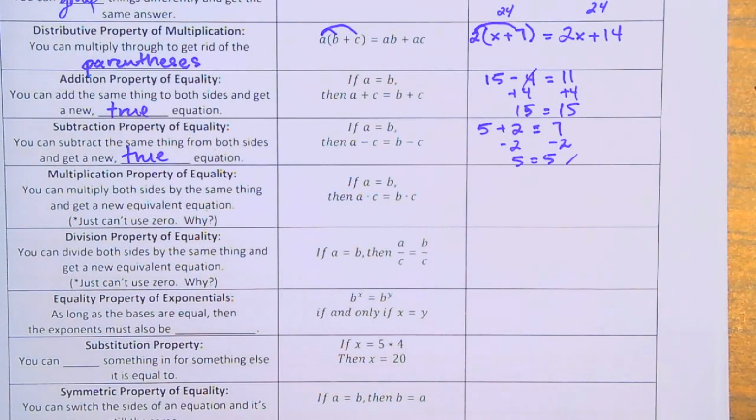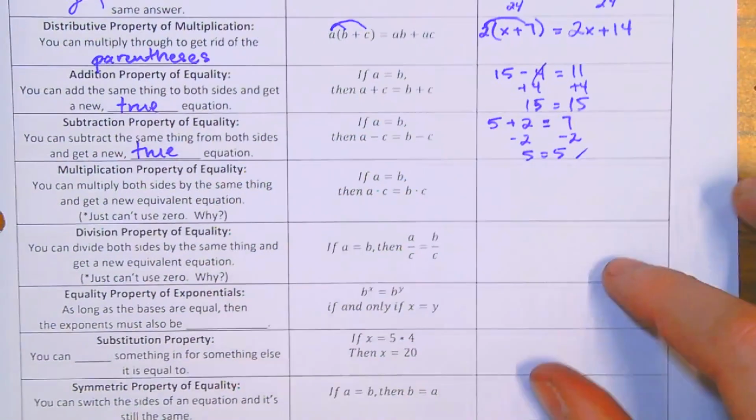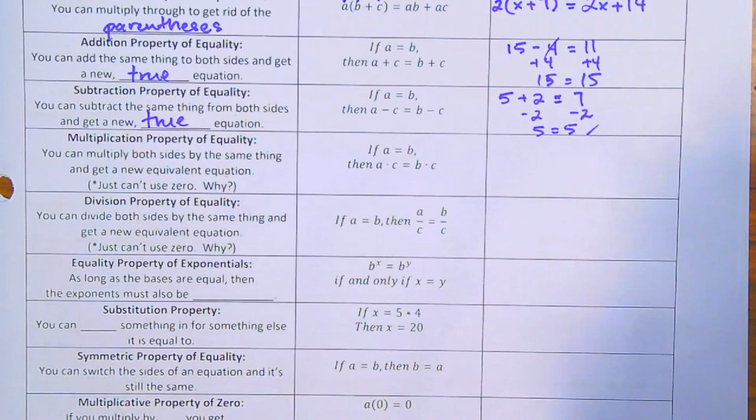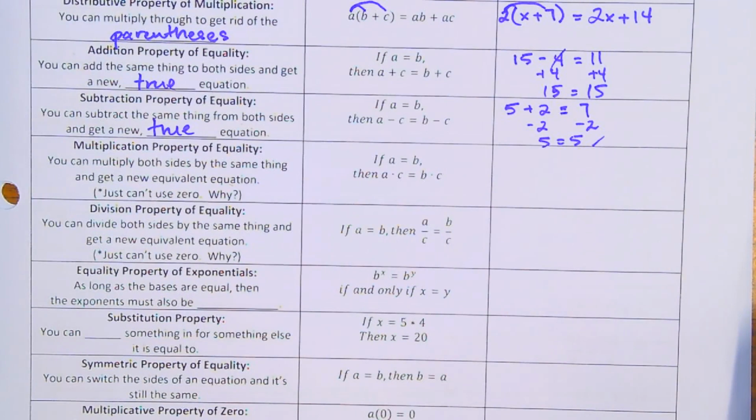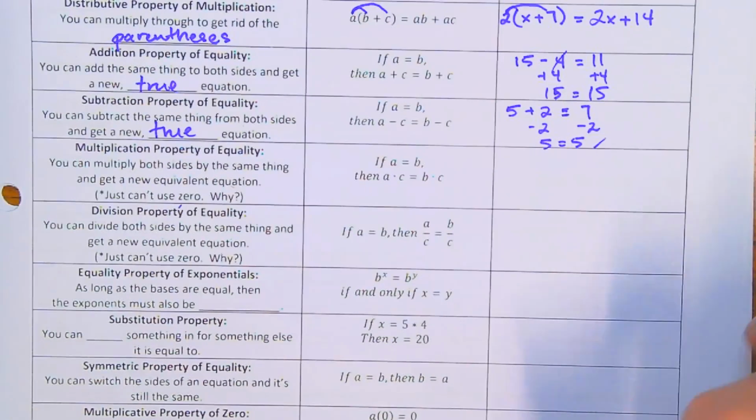Okay? What about the multiplication property of equality? This can also be identified as the scaling property of equality. You can multiply both sides by the same thing and get a new equivalent equation, but not 0. And we say not 0, because if I multiply both sides of an equation by 0, that'll just give me 0 equals 0. Although true, it's not exactly helpful in learning what our value is, or our unknown.